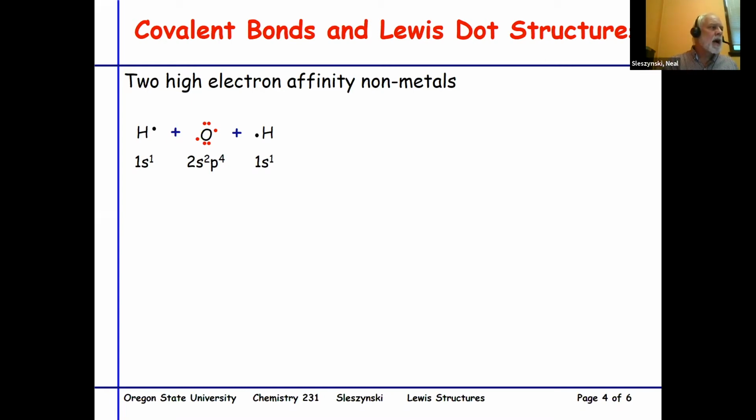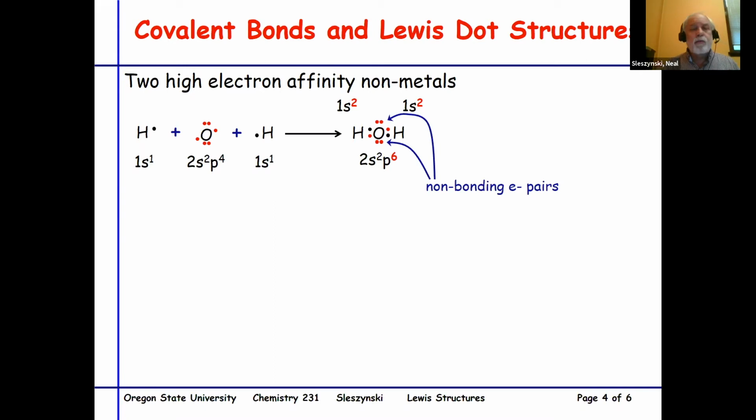So we start out with a 1s electron. Oxygen starts out with 2s2, 2p4, missing 2 electrons. And we're going to end up with each of the hydrogens sharing one of the unpaired electrons from oxygen, completing its duet. Oxygen sharing one electron from each of the hydrogens, completing its octet. In this way, hydrogen has completed a 1s2 configuration. Oxygen has completed a 2s2, 2p6 configuration, completing its octet.